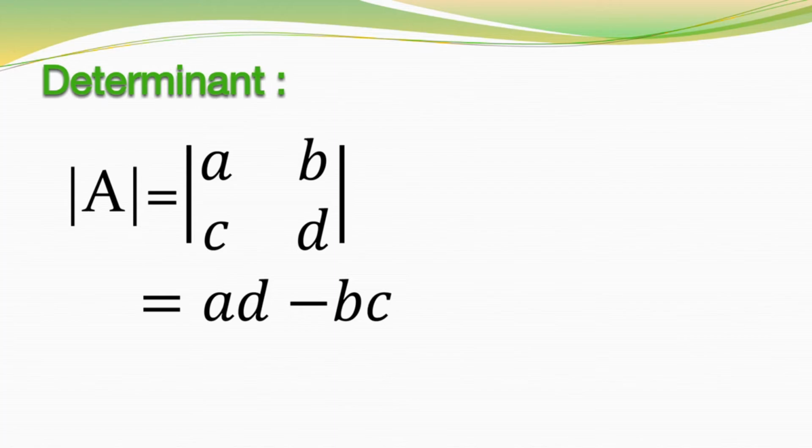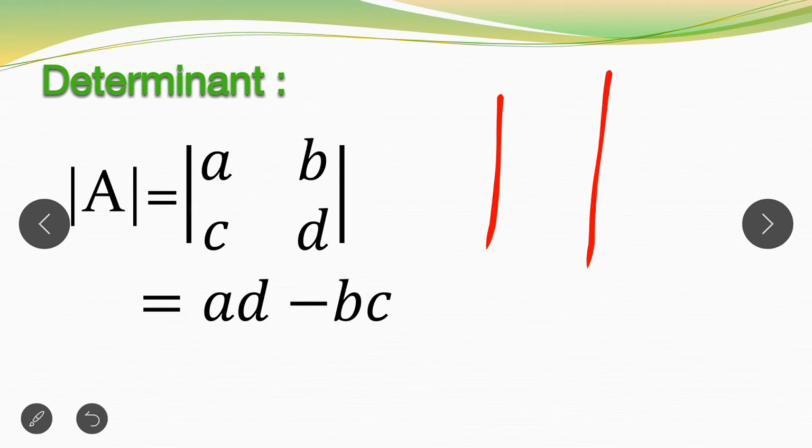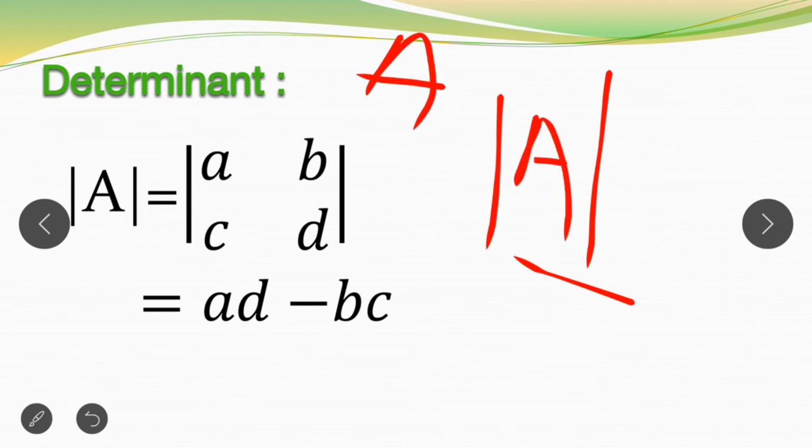And next, if we are finding determinant, then we have to write this symbol. This symbol is called determinant. So here A is a matrix, and if we write mod of A, that is called determinant of A.